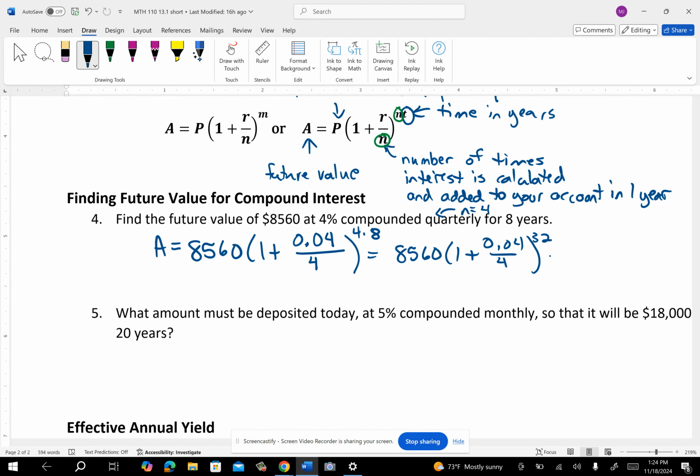And what you should get if you've typed it in correctly is around $11,000. It's $11,769.49. Generally, you'll be rounding to 2 decimal places anytime it's any of these problems because it's really money. Okay. Now, that 1 plus 0.04 divided by 4 actually simplifies to 1.01.